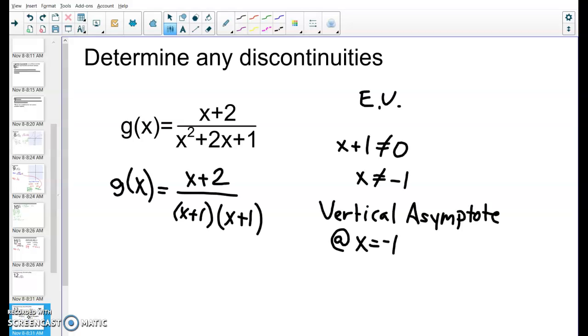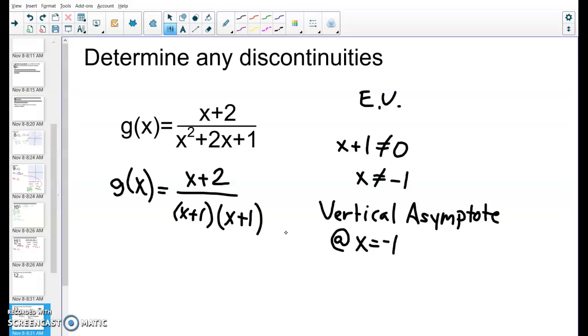So hopefully you paused the video and tried this on your own. This should be what you had gotten for your final answer. Okay, you did not have any holes in this graph because you had two factors of x plus 1. Okay, so x cannot equal -1. Because you couldn't cancel anything out, that means there's just going to be a vertical asymptote at x equals -1.